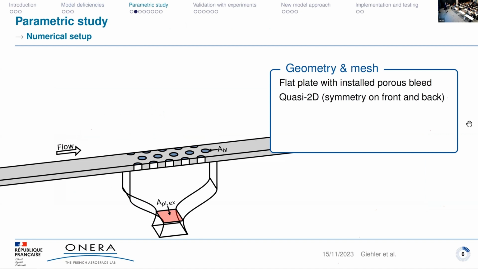So as I told you, it's a very easy academic case. So we have just our supersonic flow at a Mach number of 1.6, a quasi two-dimensional setup. So we use symmetry on front and back.